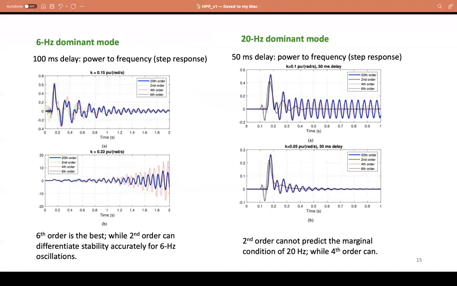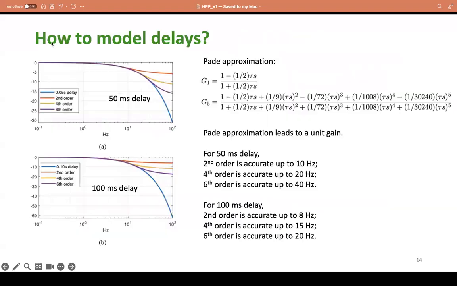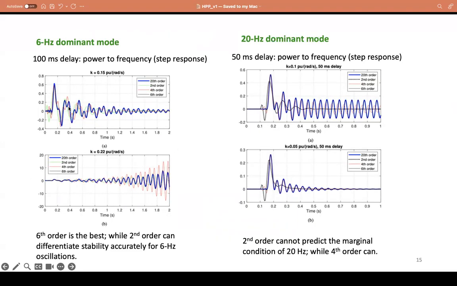So we will show two examples. In the first one, the dominant frequency is a 6 hertz mode, and it's a 100 millisecond delay. We treat the blue line as the reference, where you have to use the 20th order to create these simulation results. Because of the 6 hertz mode at 100 milliseconds, second order can actually be pretty accurate. So you can see that second order, the green line, can differentiate stable from unstable.